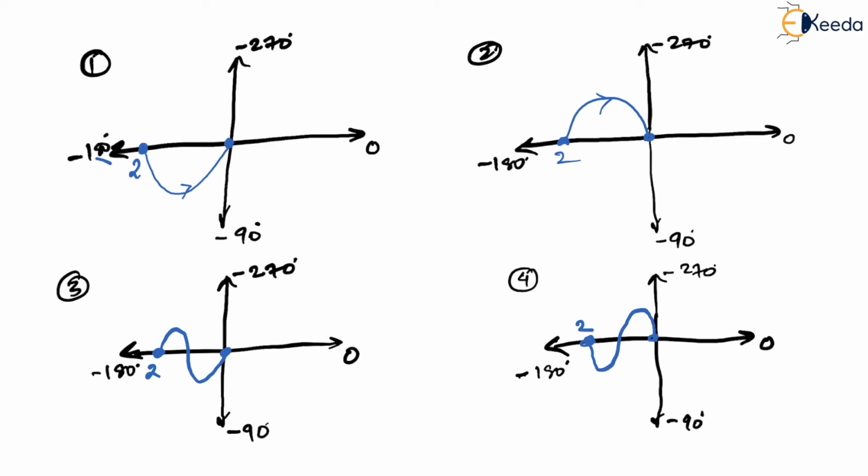If you observe in the third and fourth case, we see that at some frequency omega, we don't know the frequency, the plot crosses the minus 180 degrees axis, right? Which means we need to use the angle criteria. So let us check that by angle criteria.